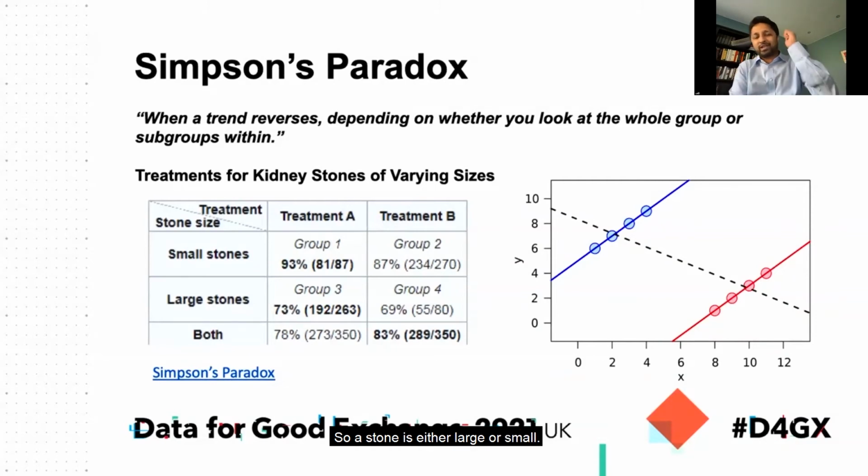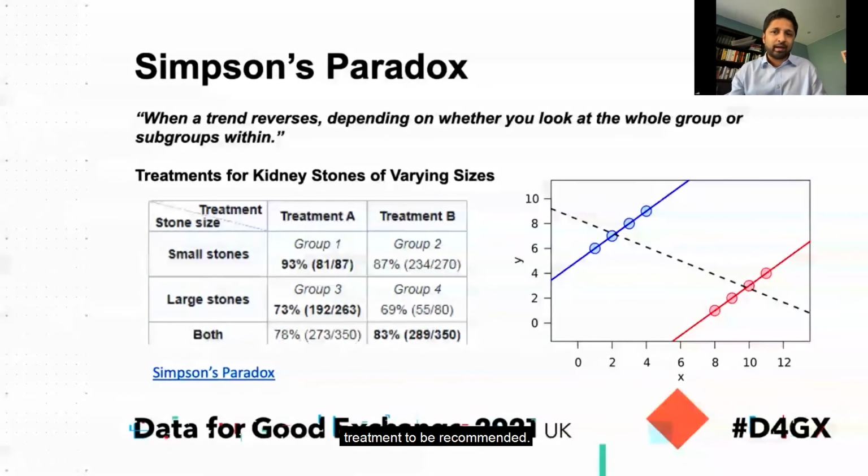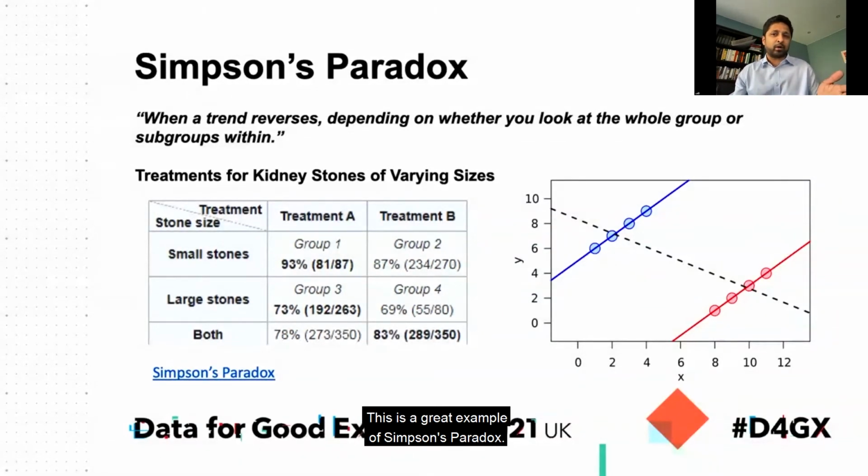So a stone is either large or small. If it's true that for large or small stones, treatment A is better, why is it that if you stop caring about the distinction, you're getting the opposite treatment to be recommended? This is a great example of Simpson's Paradox. And there are many situations where this turns up.